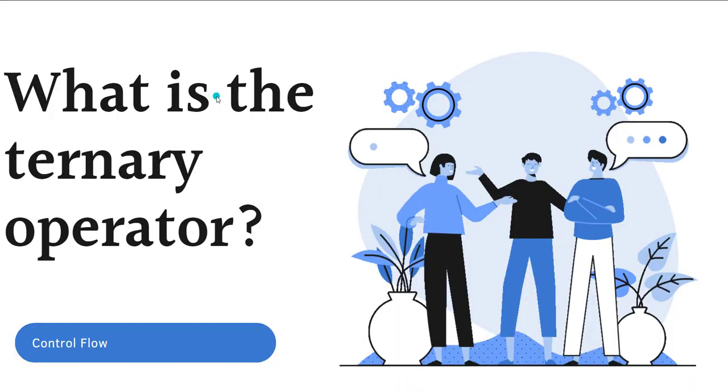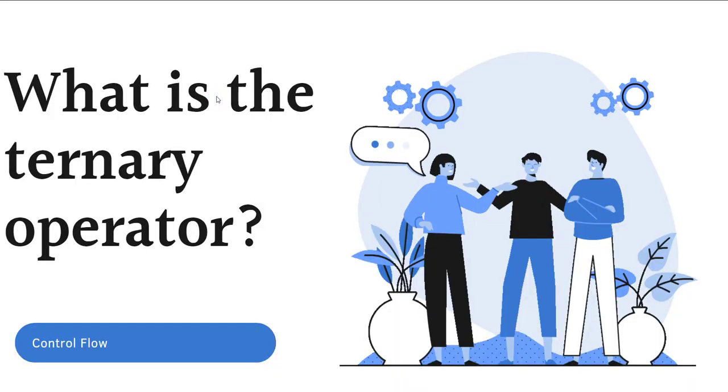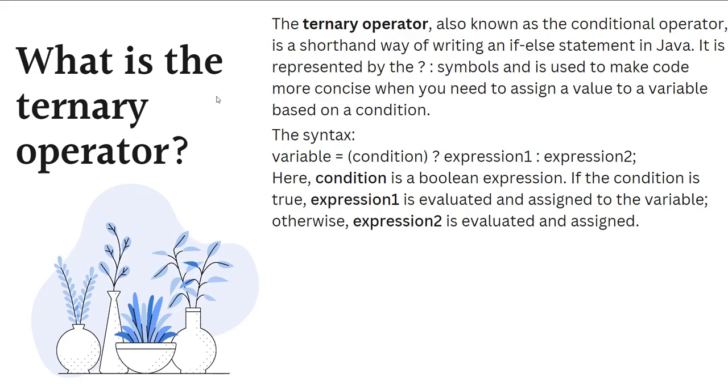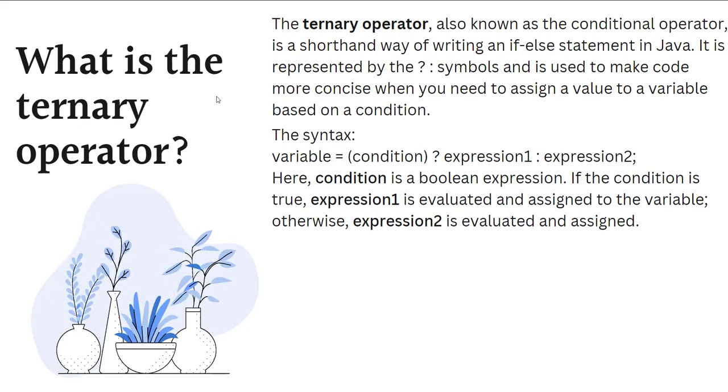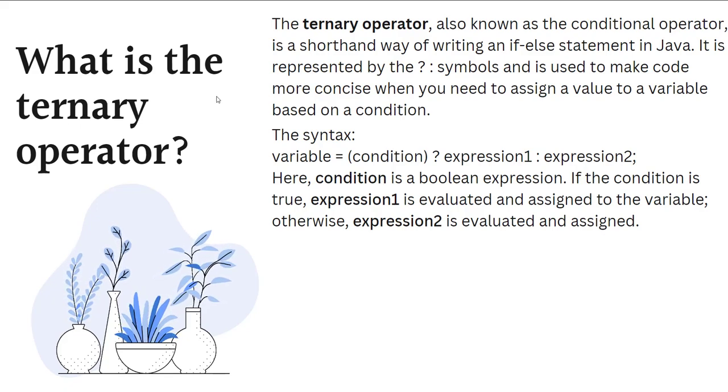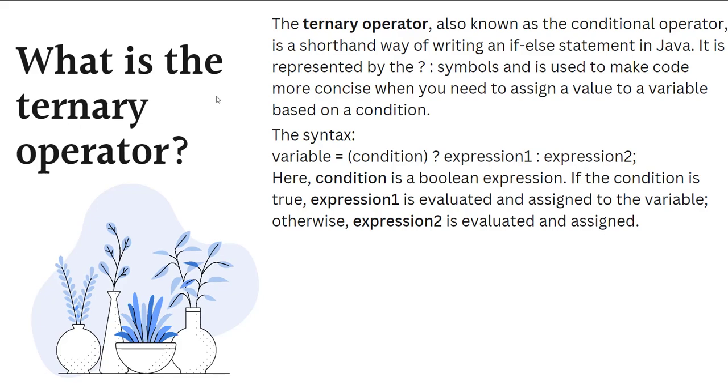Hey guys, now it's time to see what is a ternary operator in Java. So what is a ternary operator? The ternary operator, also known as a conditional operator, is a shorthand way of writing an if-else statement in Java. It's represented by the question mark colon symbol and is used to make the code more concise when you need to assign a value to a variable based on a condition.